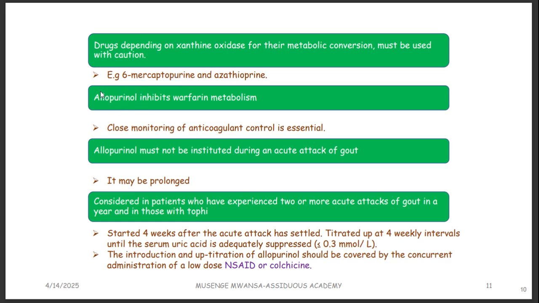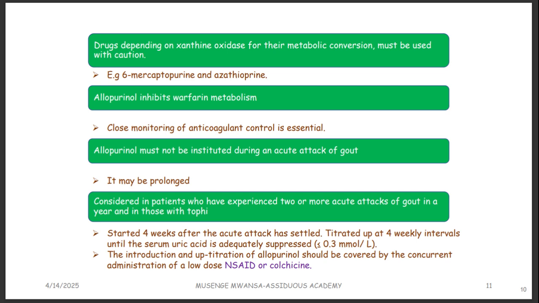And the other thing is that allopurinol inhibits warfarin metabolism, the breakdown of warfarin. So you need to closely monitor the anticoagulant control. So close monitoring of anticoagulant control is going to be important. So the thing is, you give allopurinol, and warfarin is an anticoagulant together with heparin.